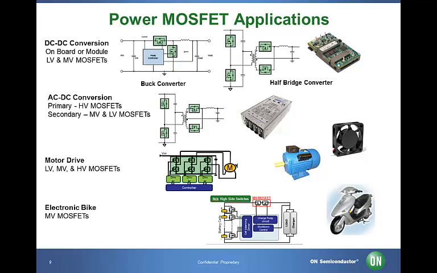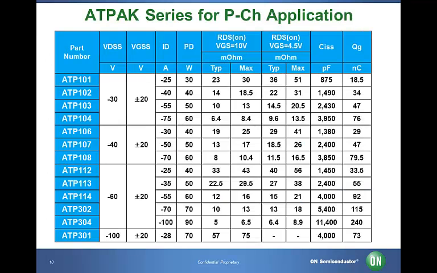Power MOSFETs in the ATPAK package are used for a variety of end applications. Among these, there are DC-DC converters using low voltage and medium voltage MOSFETs, primary stage power supplies using high voltage MOSFETs, and secondary stage power supplies, various motor drivers, and multi-cell lithium-ion battery protection circuits using low voltage and medium voltage MOSFETs. ON Semiconductor offers a wide range of P-channel devices.